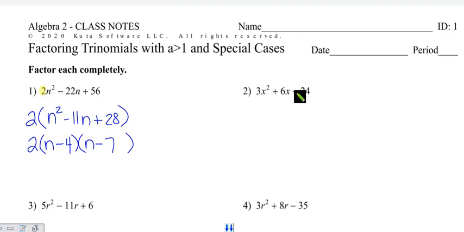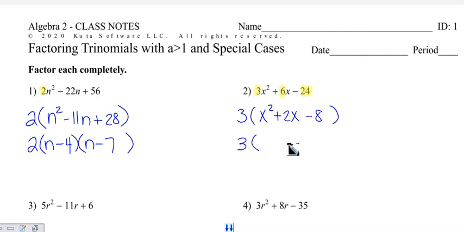Number 2 is the same type of problem. This lead coefficient, 3, is actually a common term. All 3 of these are divisible by 3. So let's do that. I'm going to write down the 3, and I'll put a parenthesis that shows what is left over when I divide 3 out of all 3 terms. I'm left with x squared plus 2x minus 8.